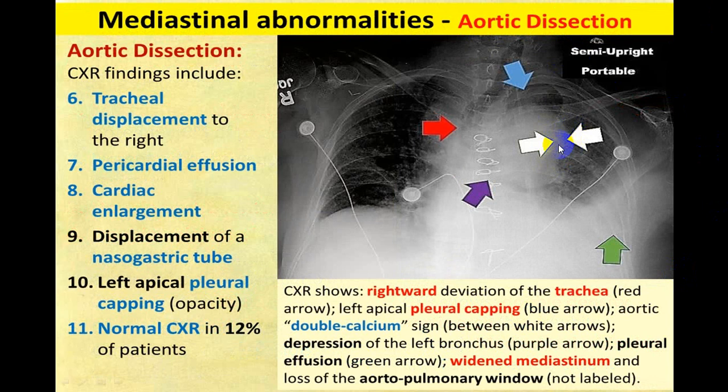You can see here, this is one line and this is another line. So this is because of the aortic dissection. And you can see these are the sutures. Widening, double shadow or double calcium signs are very common in aortic dissection.